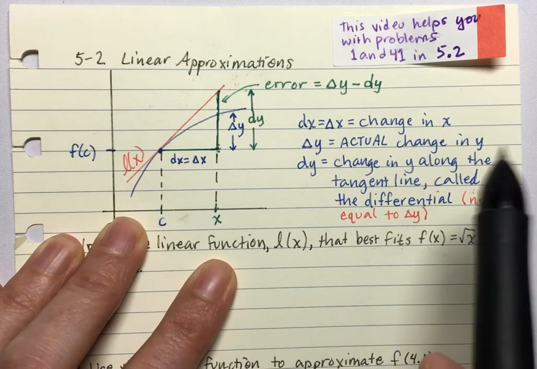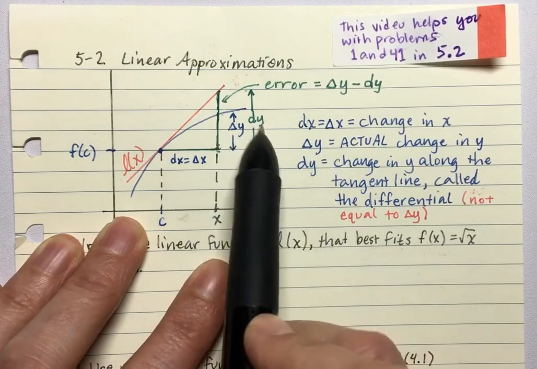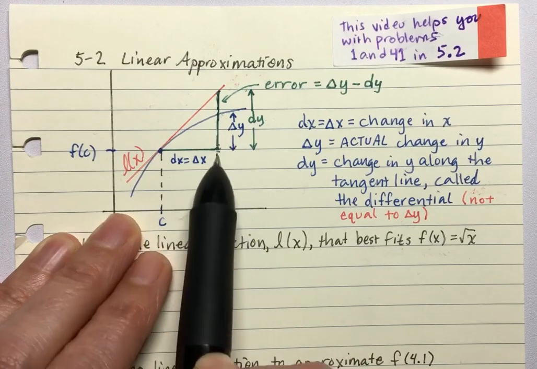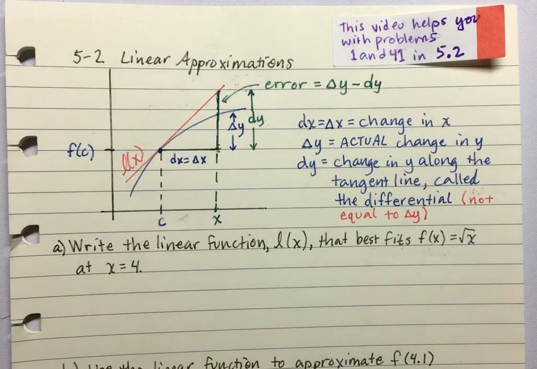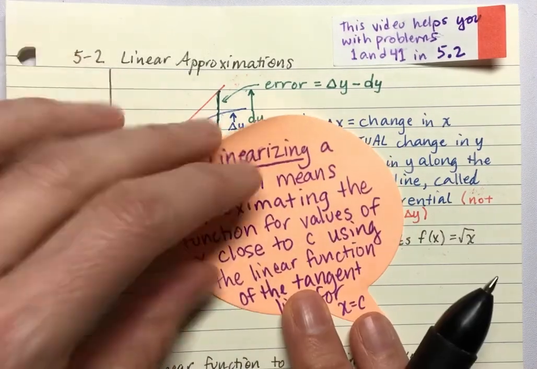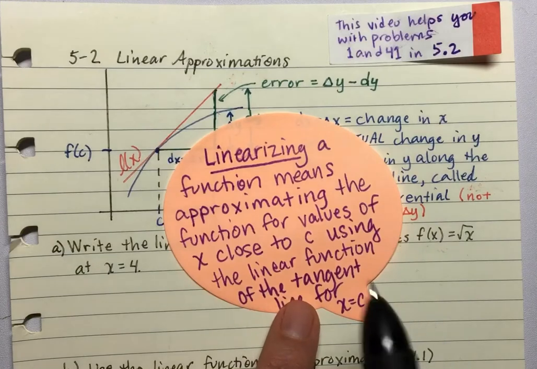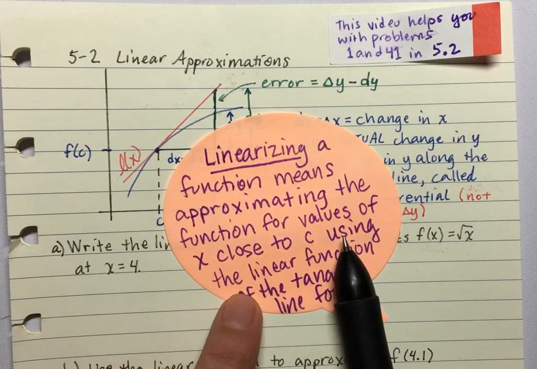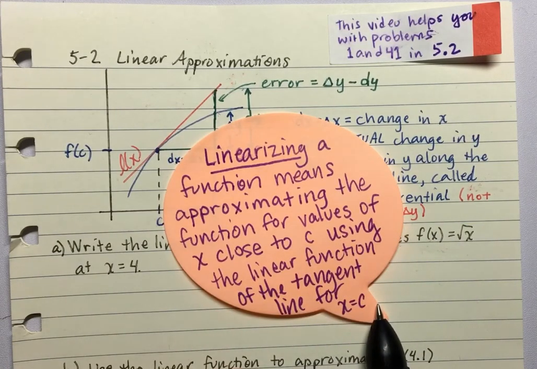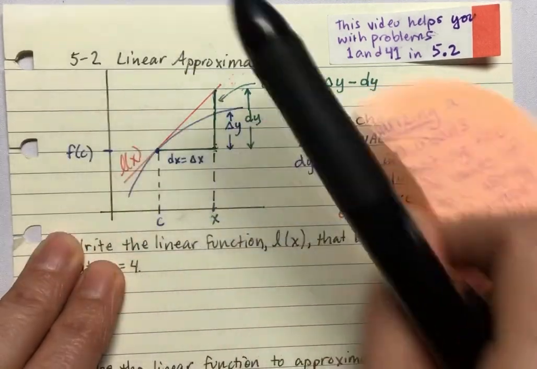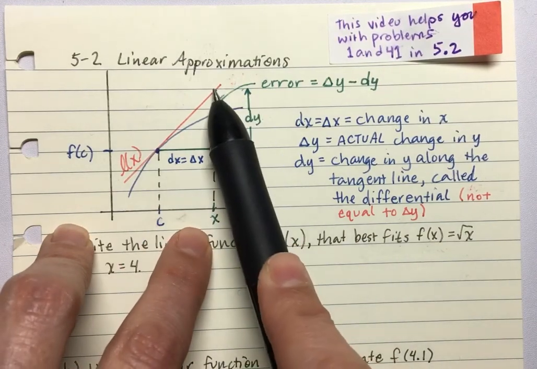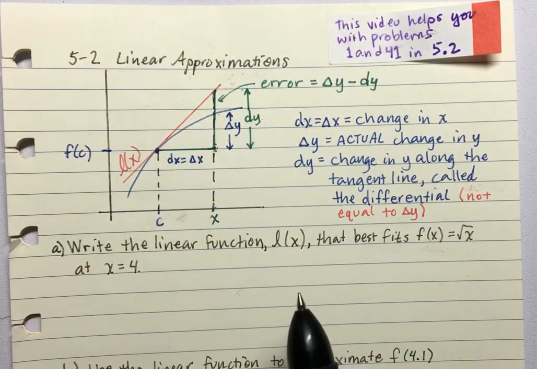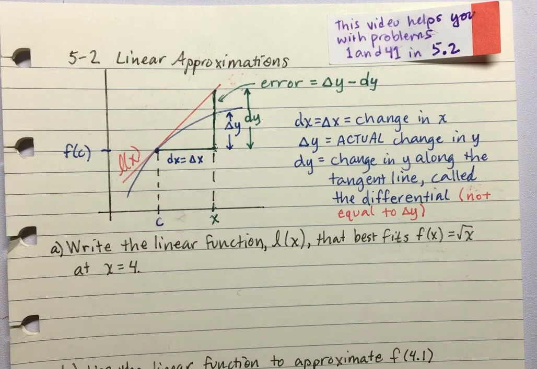So dy and delta y aren't the same. They should be close if we have a suitably small dx. If we are linearizing, it basically just means that we are approximating the function for values of x close to c using the linear function of the tangent line for that x equals c. So basically, if I need to approximate f of this x, I can use my tangent line and go, close enough. So let's take a look at this in action.